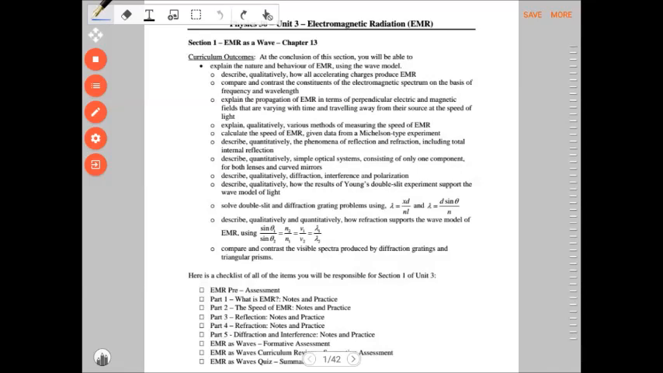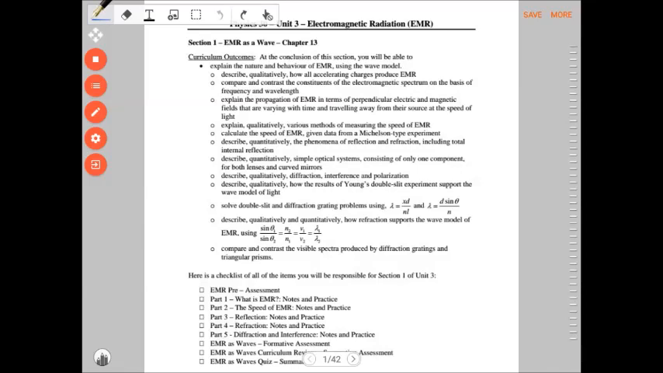Okay, there is a wave model and a particle model. The particle model is Chapter 14. So we're going to describe how accelerating charges produce EMR. We're going to figure out how EMR reflects and refracts, goes through different interfaces.